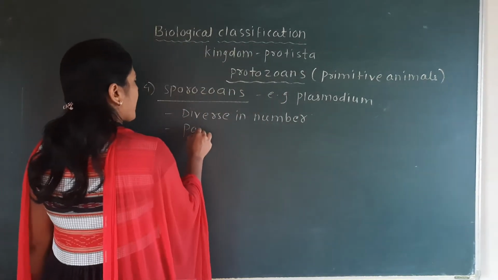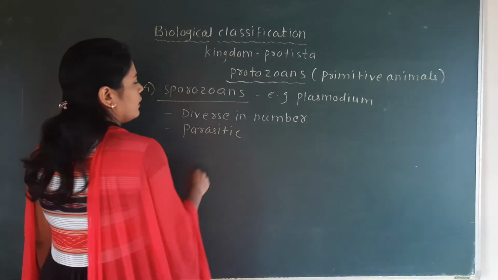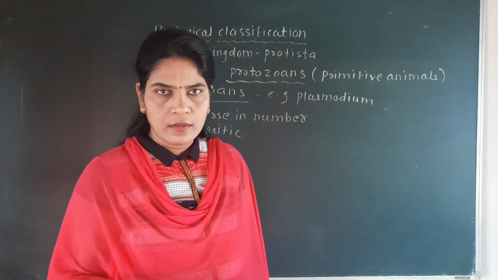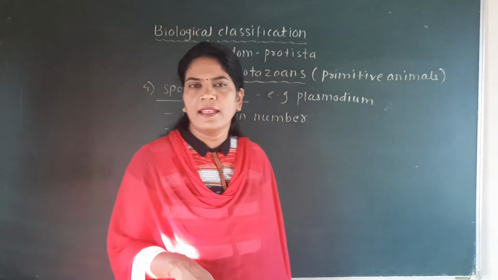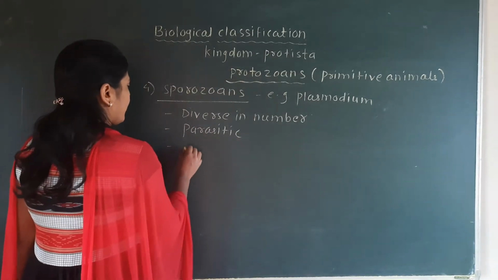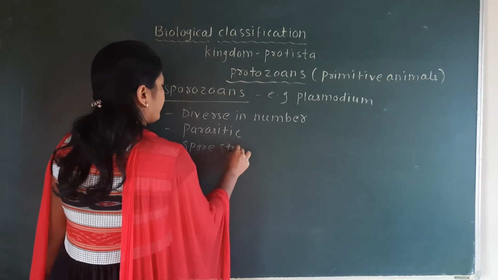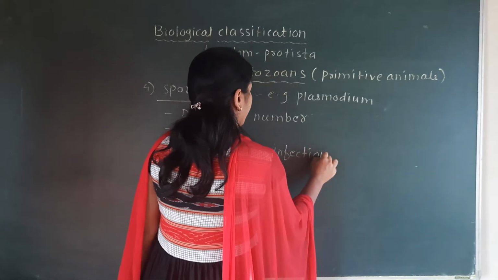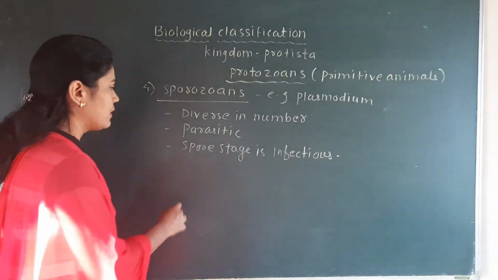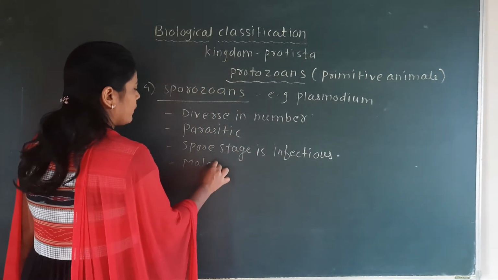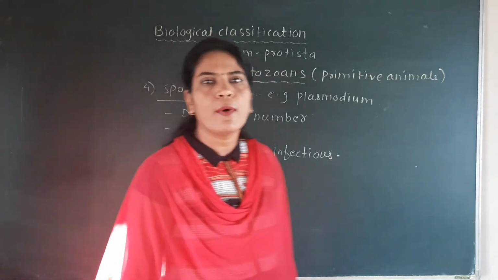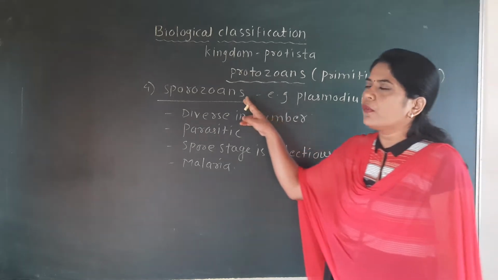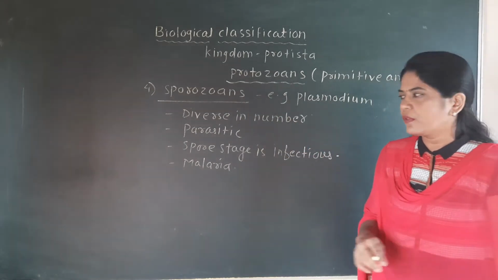Most of them are parasitic, infectious. Okay, they are present inside the body of the human being and cause disease, and the well-known example of it is that the spore stage is parasitic or infectious and it causes the disease malaria. See here what is important about the sporozoan. The name is given to this group because it produces spores.